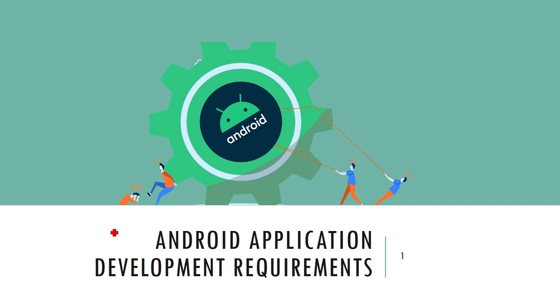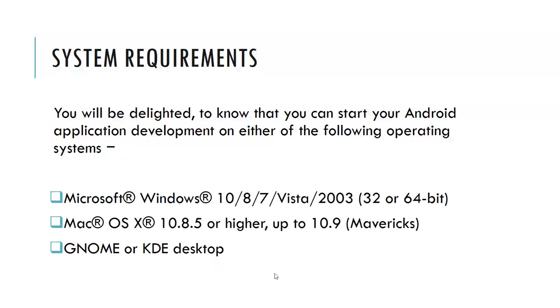Before you start developing your Android application, you must know the development requirements that you must have. First of all, you must have a system with a good specification, because it requires high memory processes. So a minimum of 2 GB RAM is recommended, so that you can easily develop your application.